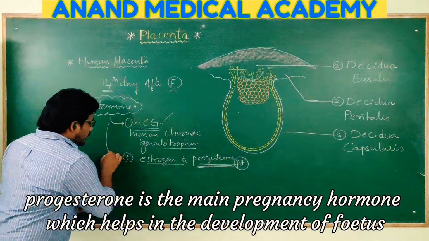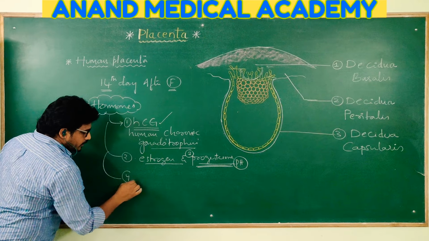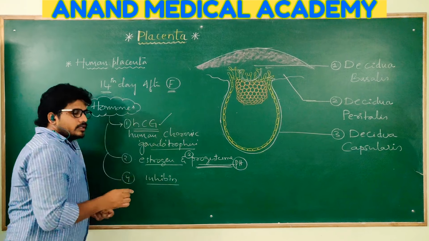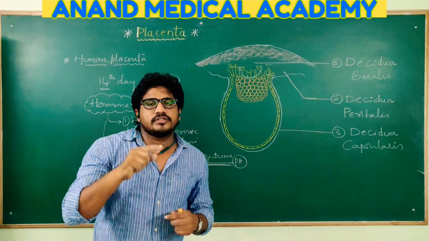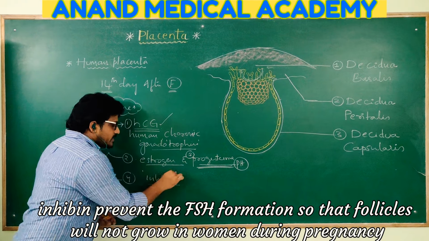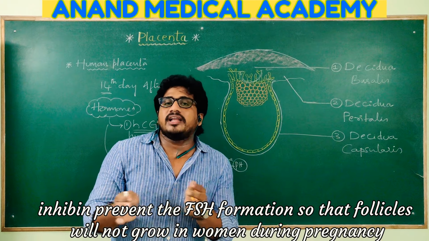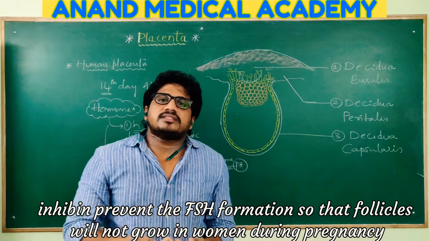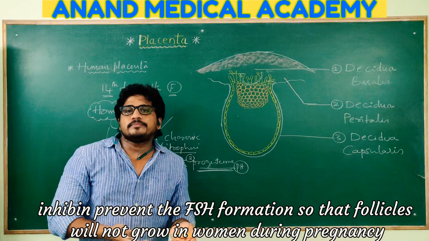Then another hormone, nothing but inhibin. Until the corpus luteum is there, inhibin will be released. That inhibin stops the FSH so that the next follicle will not grow. Once pregnancy is confirmed, inhibin will be released by the placenta. This inhibin also stops FSH, so follicles will not grow while a woman is pregnant. That's why during pregnancy, mothers cannot show any kind of menses. Menses doesn't occur once the follicle cannot be ruptured.